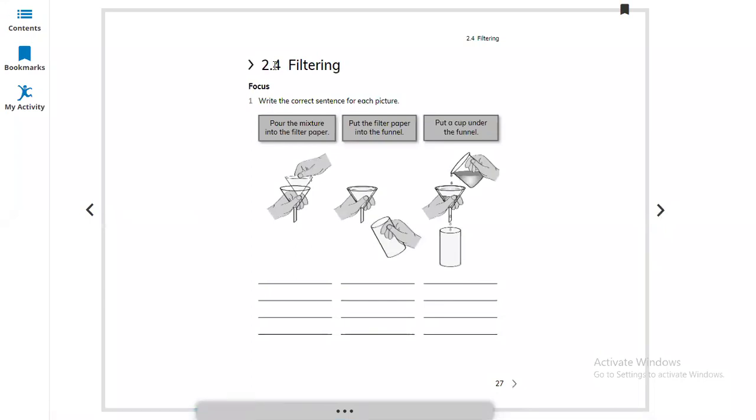Next, lesson 2.4, filtering. Write the correct sentence for each picture. Pour the mixture into the filter paper, put the filter paper into the funnels and put the cup under the funnels. So let's start. Write the correct sentence for each picture.